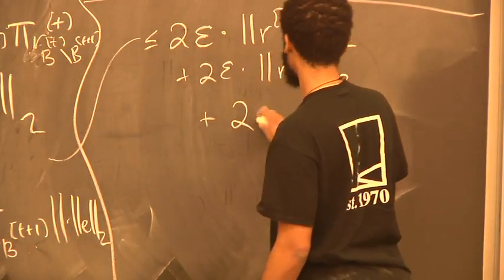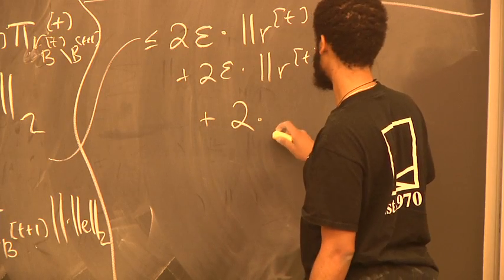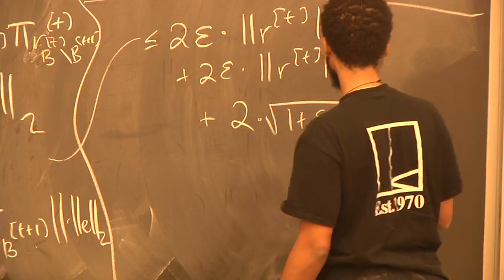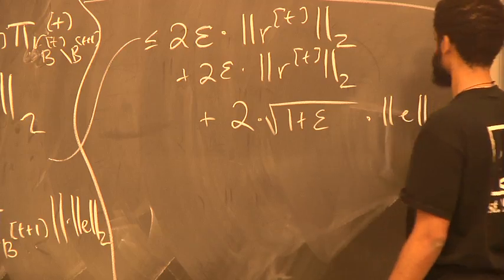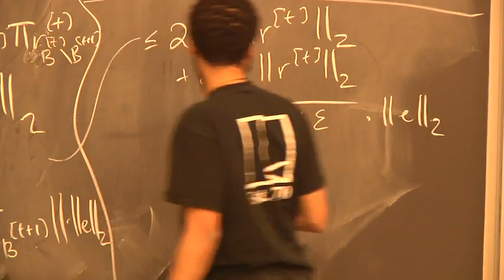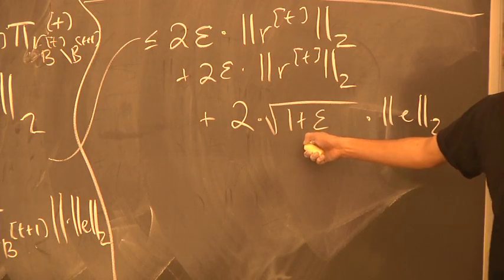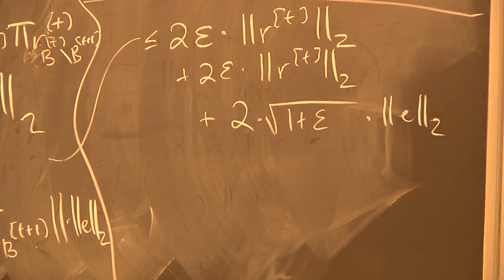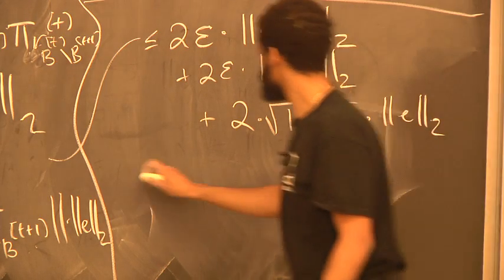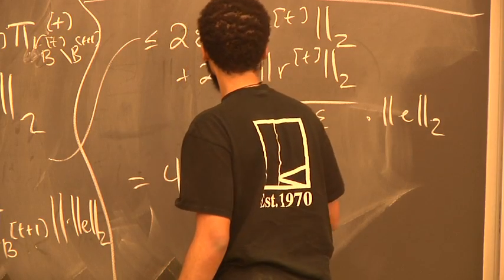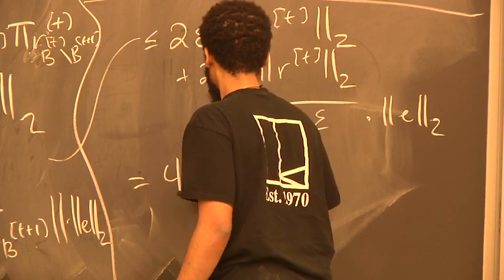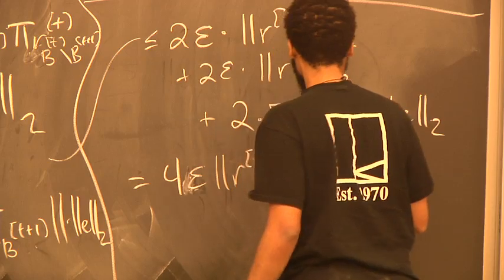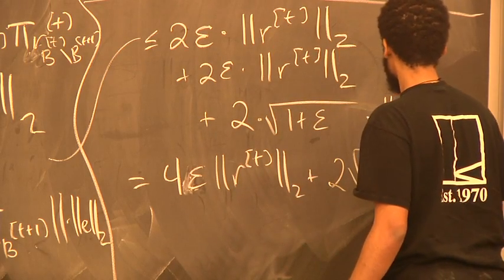2 times basically square root of 1 plus epsilon times the norm of E. This 2 is that 2. Also, we preserve squared norms up to 1 plus epsilon, so the non-squared norm is up to the square root of that. So this is equal to 4 epsilon times R_t plus 2 square root 1 plus epsilon times E.